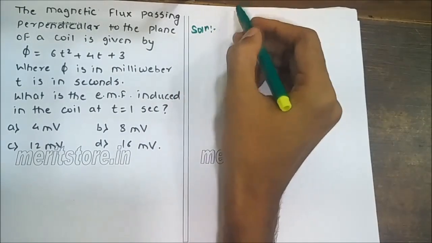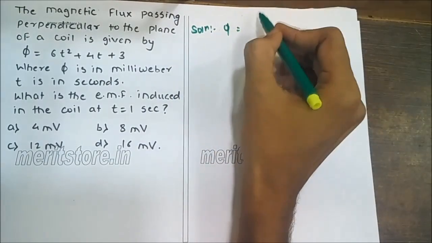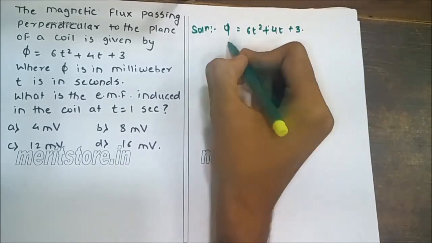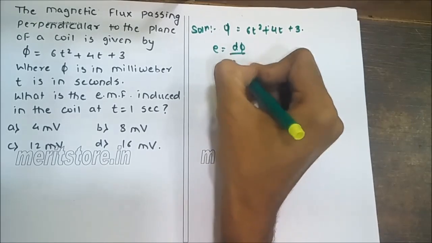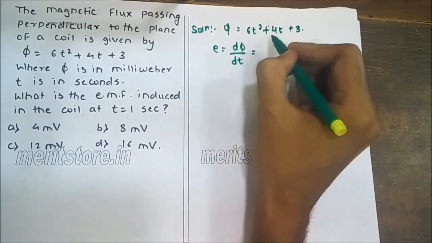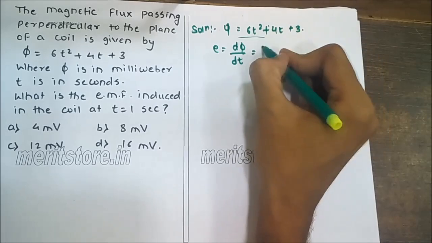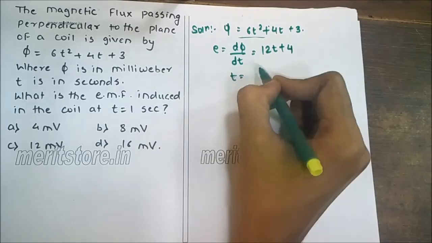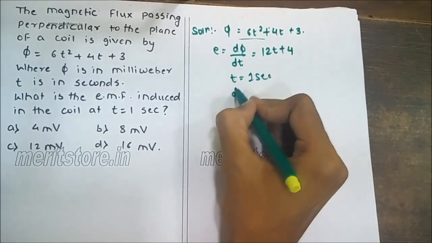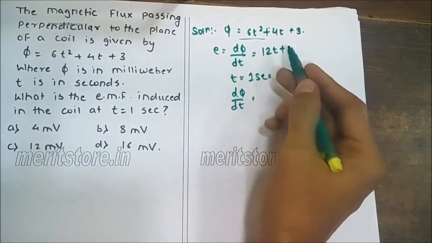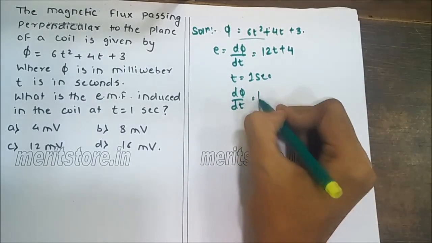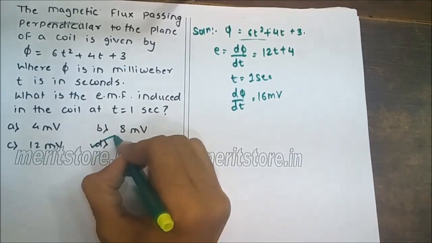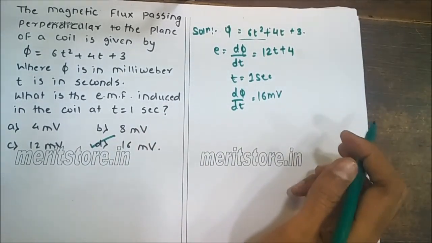So here the magnetic flux phi is given to be 6t square plus 4t plus 3, and we know that whenever the EMF is induced, the flux has to change with respect to time. So if we differentiate with respect to time, we get 12t plus 4. If we have time t equals to 1 second, this d phi by dt becomes 12 ones are 12 plus 4, that will be 16 millivolts of EMF induced. So your correct option is D, that is 16 millivolts.